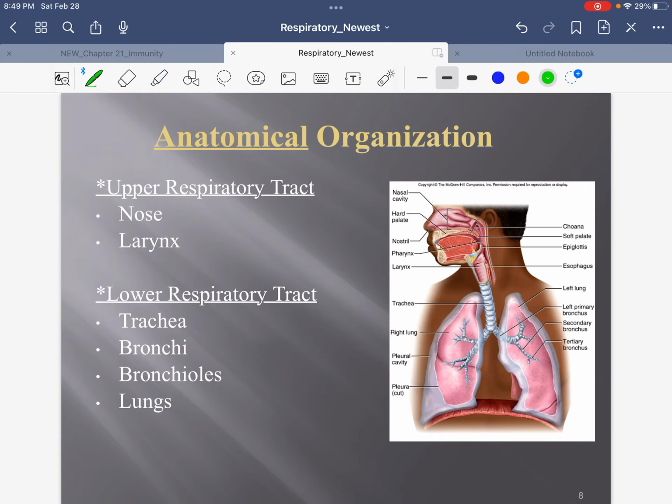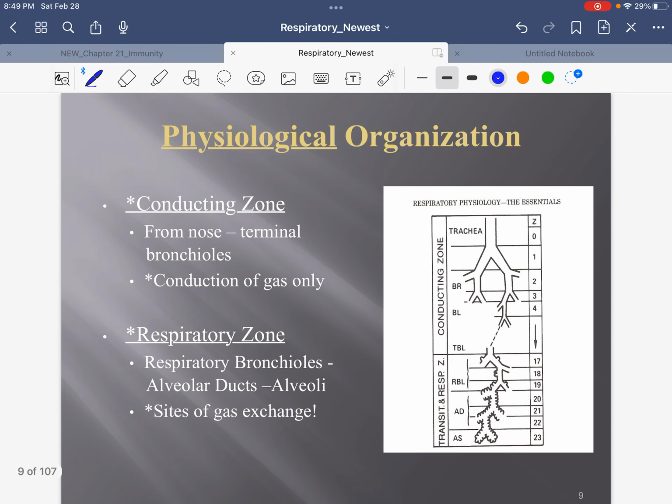Here's what I want to really set the scene with in this first video, and that is just the basic anatomy. We're going to cover the anatomical organization as upper and lower respiratory tract. Usually, the upper respiratory tract is nose, pharynx, and larynx. The lower respiratory tract is the trachea down to the lungs. Usually that's the designation. Anatomically, upper: nose, pharynx, larynx; lower: trachea down to the lungs. Make sure you know that.